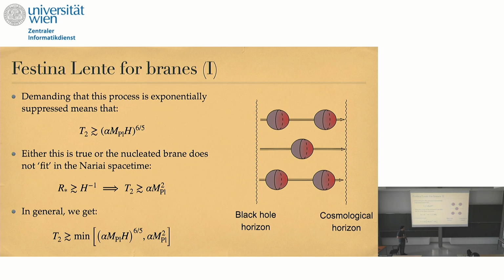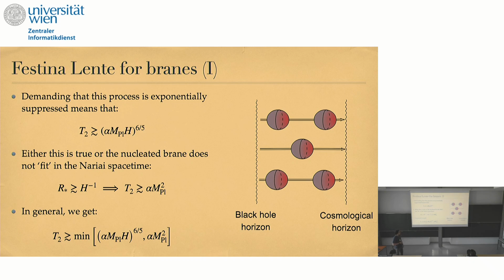And so if you demand that this process is not too fast, then you get a lower bound on the tension of the brane, which has to be higher than the minimum of this or this. There are of course order 1 factors that we cannot control, but parametrically it should behave like this.